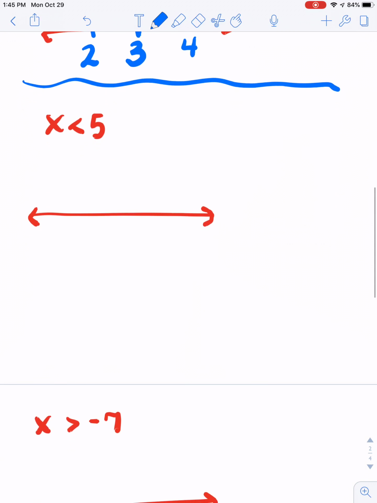Okay, in this one, we have x is less than 5. So because it's less than, it's going to be an open circle. And the only number they care about is 5. So I have to make sure I have 5 on my number line. Now, it's going to be an open circle. Because this inequality points in this direction, my line's going to go in that direction.